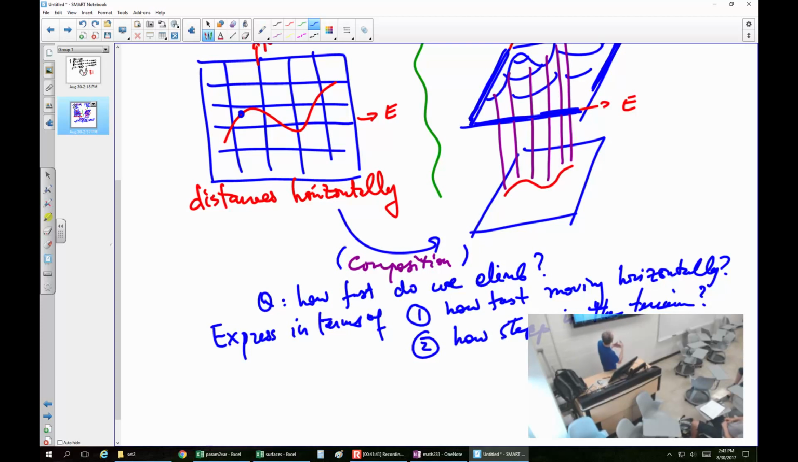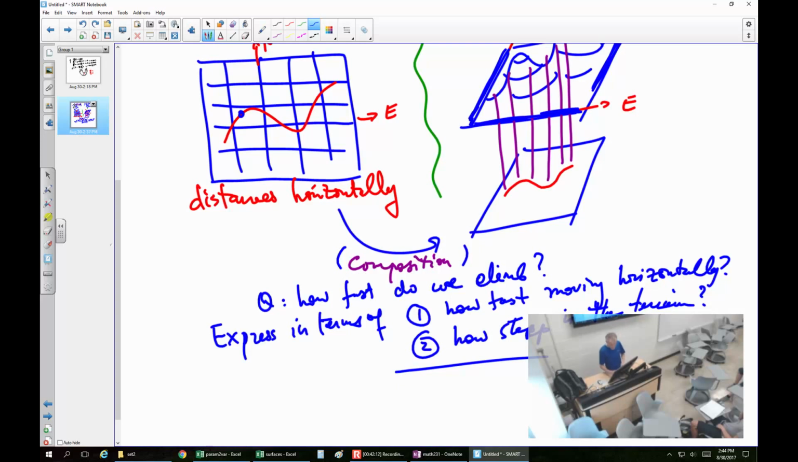Then the y direction doesn't matter, and we have two functions here. How fast you move horizontally as a function of time, and here you have the elevation of your terrain. Two functions, and we compose them together, and now you are talking about the derivative of the composition in terms of the derivatives of those two functions. So you know what the answer is. Chain rule.